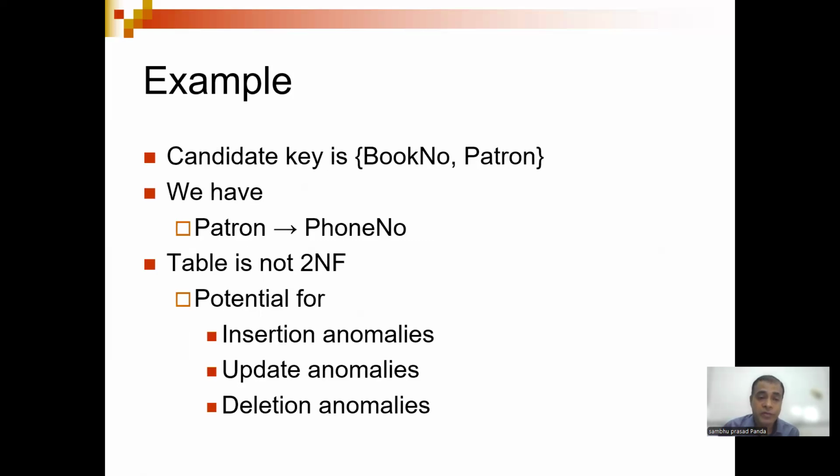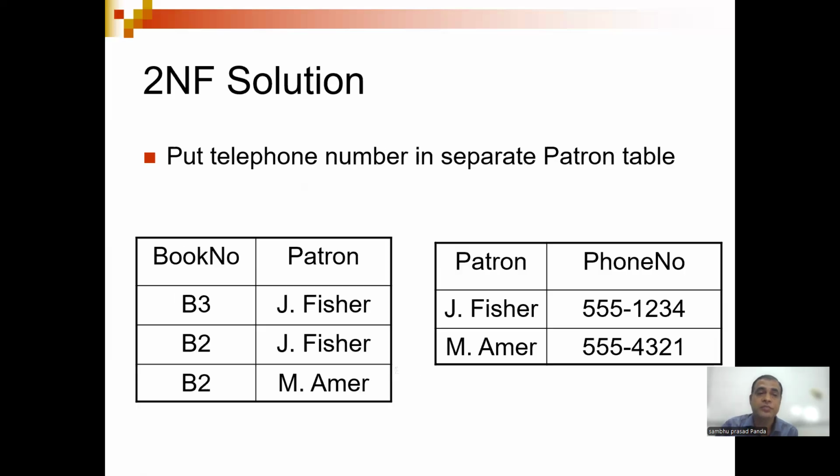The table is not in 2NF, so there is potential for insertion anomalies, update anomalies, and deletion anomalies. These are the potential problems. So what we will do is take the candidate key attributes as a single table, and the others, that is, patron determining phone number, form another table. So here it is split, and much of the data that was repeated previously is now not repeated. That's why some redundancy is removed.